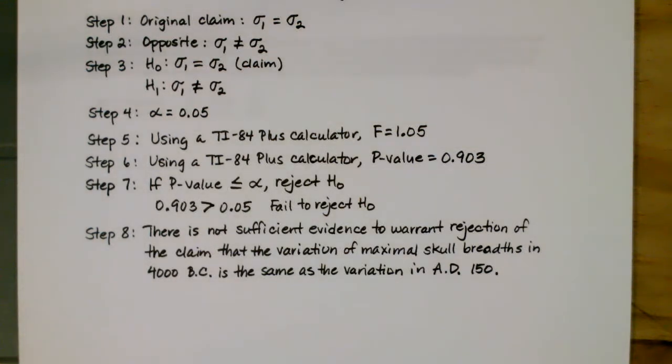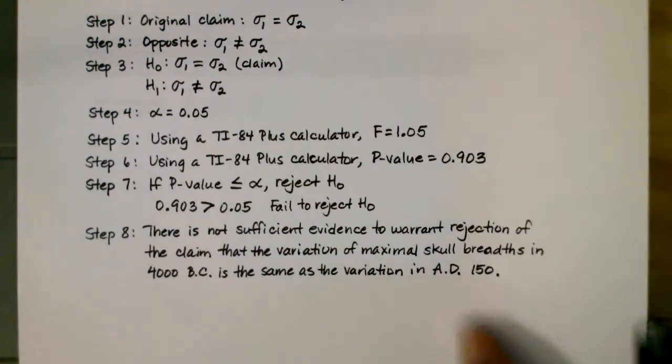So that's our 8-step hypothesis procedure for doing 2 variances. All right, here's another example.